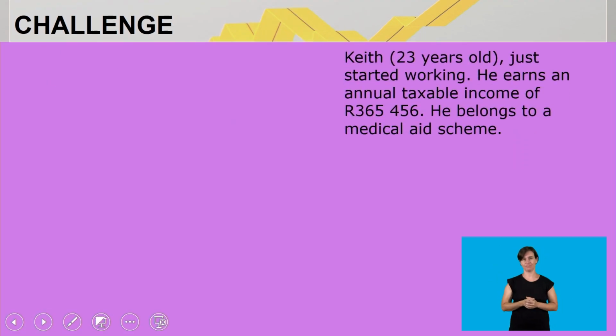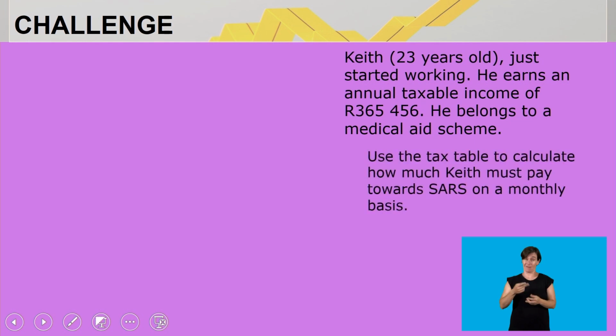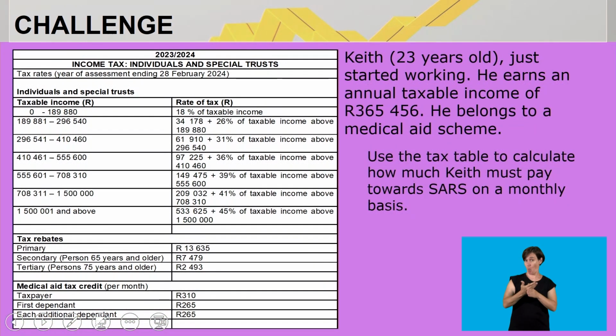Guys, let's quickly finalize our lesson by giving you some homework for the upcoming week. So I said Keith is 23 years old and he just started working. He earns an annual taxable income of 365,456 rand, right? He belongs to a medical aid scheme. So what is your homework for this week? Use the tax table to calculate how much Keith must pay towards SARS on a monthly basis.